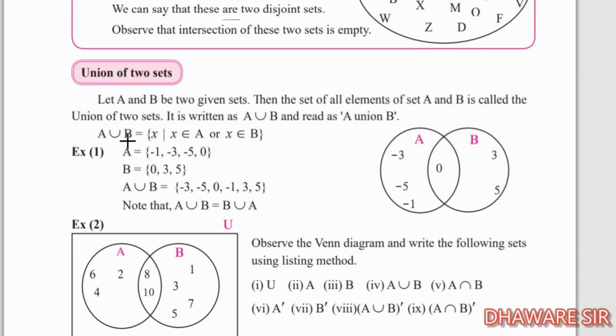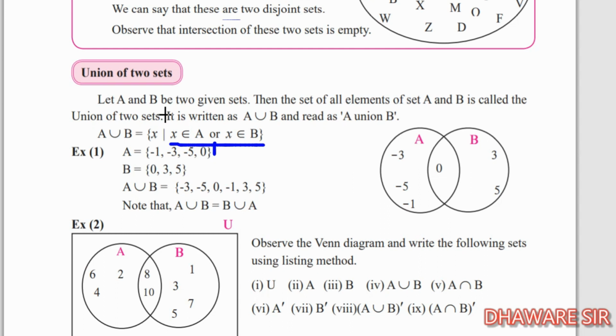A union B is equal to x such that x belongs to A or x belongs to B. In the first example, A intersection B is equal to x such that x belongs to A and x belongs to B. It means the condition is that x belongs to A as well as B. But when there is an 'or', it means x can belong to A or to B only.